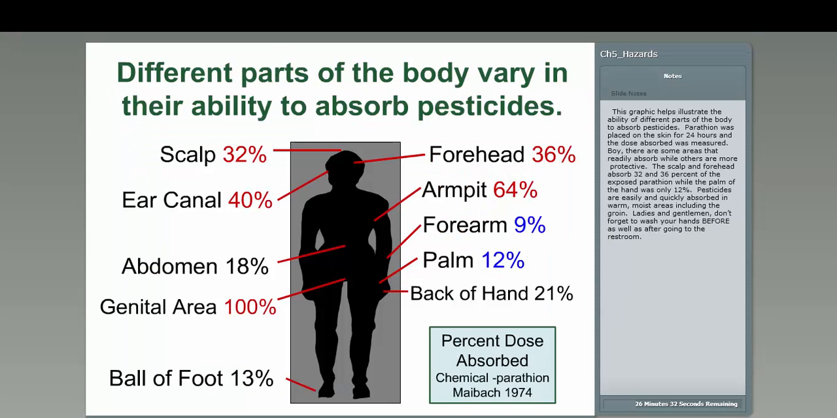This graphic helps illustrate the ability of different parts of the body to absorb pesticides. Parathion was placed on the skin for 24 hours and the dose absorbed was measured. Boy, there are some sensitive areas that readily absorb while others are more protective. The scalp and forehead absorbed 32 and 36% of the exposed parathion, while the palm of the hand was only 12%. Pesticides are easily and quickly absorbed in warm, moist areas, including the groin. Ladies and gentlemen, don't forget to wash your hands before as well as after going to the restroom.